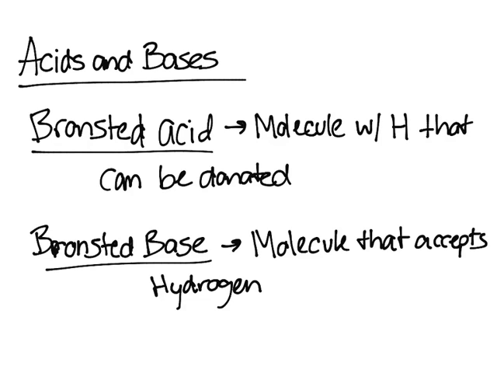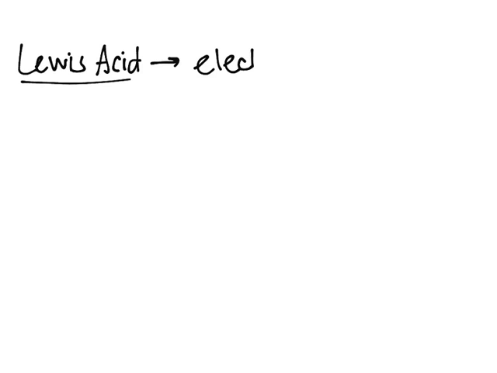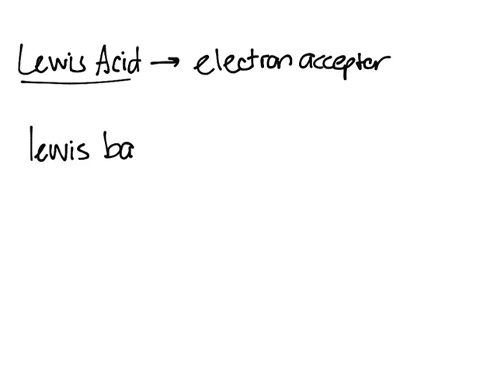And there's also a Lewis definition. So a Lewis acid is essentially the opposite. So if you donate a hydrogen, you're gonna accept an electron. It's kind of easy to think about it like that. So a Lewis acid is an electron acceptor, and a Lewis base is an electron donor.